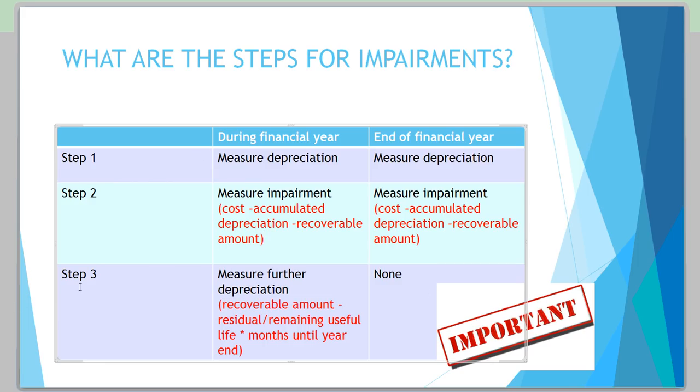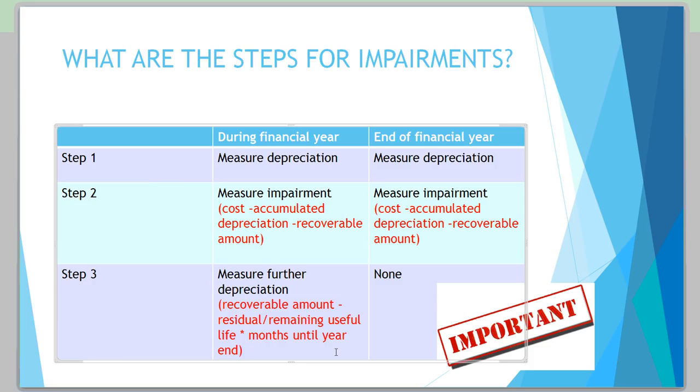For during the financial year, step 3 is done, where we measure further depreciation. So you have measured your depreciation, then impaired the asset, and then you also have to measure depreciation for the remaining part of the year, because this occurred in the middle of or three quarters through the financial year. There you take your recoverable amount, less your residual value, and divide by the remaining useful life of the asset, times months until the year end.